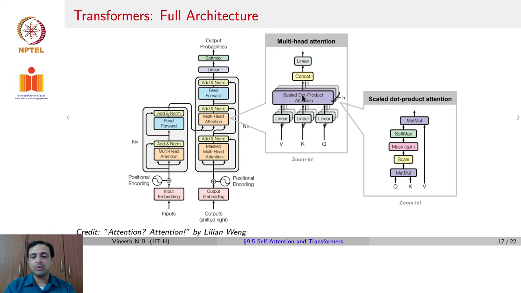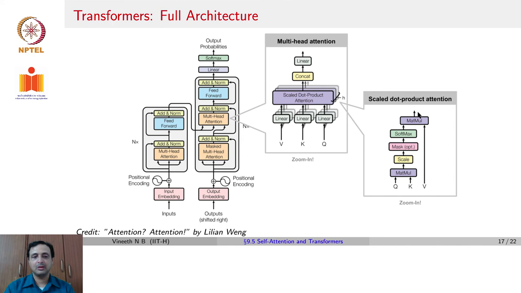So the scaled dot product attention can also be visualized this way, where you have Q, K and V. You first perform a matrix multiplication of Q and K. That gives you your dot product. Then you scale the dot product. Then you may choose to mask it optionally, depending on which module you're talking about. Masking is done only in this first part of the decoder here. Then you apply the softmax, then multiply it with V, and that becomes the output of the scaled dot product attention module.